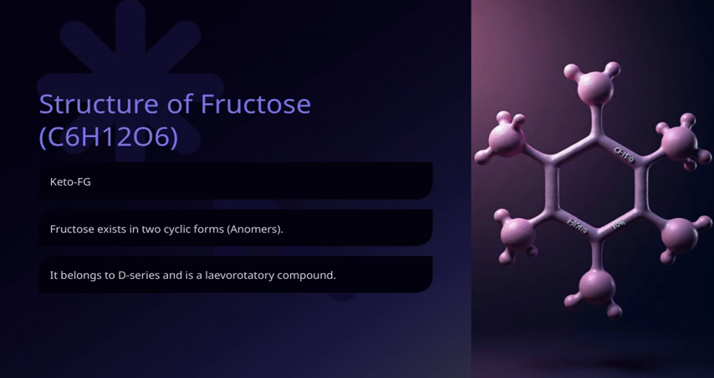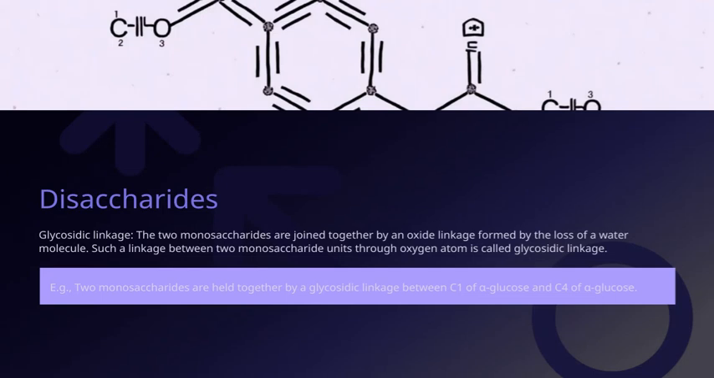biological significance. So here we see an example where 2 monosaccharides are connected by a glycosidic linkage. Specifically, this linkage forms between the C1 carbon of an alpha-glucose molecule and the C4 carbon of another alpha-glucose. Now, let's talk about what a glycosidic linkage really is. It's essentially an oxygen atom that joins these 2 sugar units together.